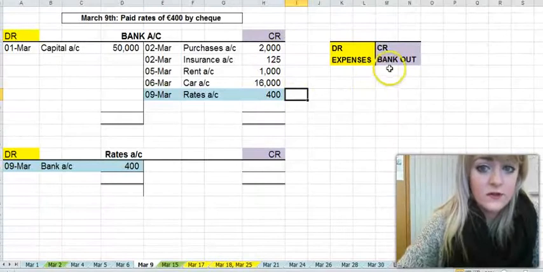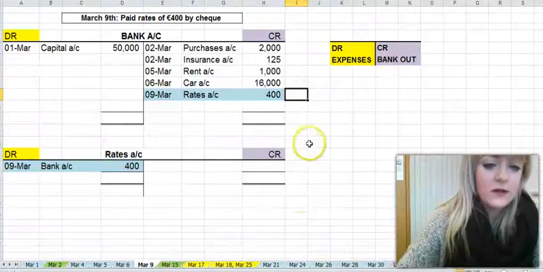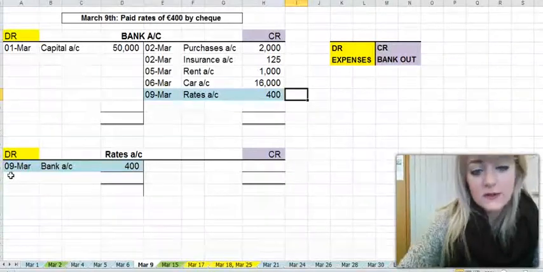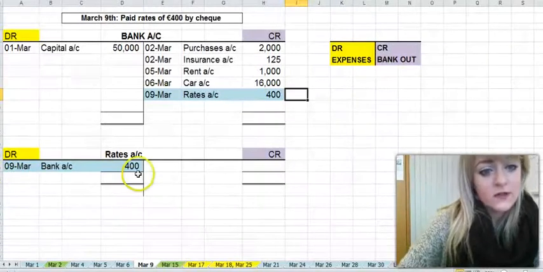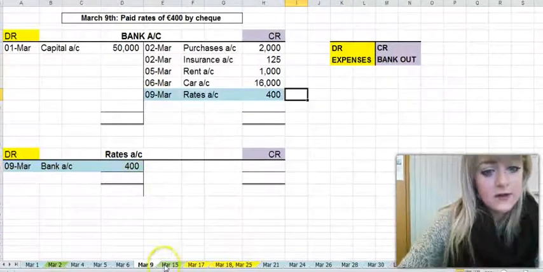money out, €400, credit. And the corresponding debit entry, it's her rates account, so rates are an expense to her. She's not going to see anything out of that. They're just an expense going to the county council. €400 rates. Debit our expenses.